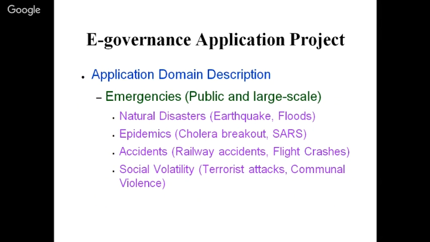Then application domain description. Let's say emergencies, for example. They have taken it to be where this portal may be useful. First one, natural disasters: earthquakes, floods, then epidemics like cholera. Let's say accidents: railway, flight crashes, social volatility, terrorist attacks, or communal violence. Means these kinds of things they wish to embed in their project. It should be able to provide information on the status across these utility domains.